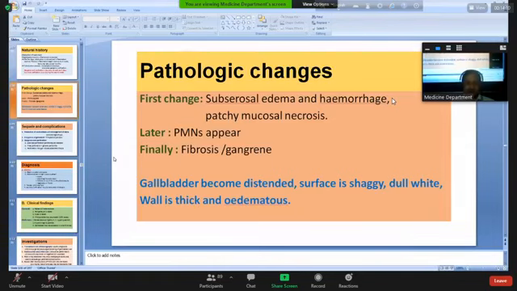Here, in acute inflammation, the gallbladder will be distended, the surface is shaggy, that is, not smooth. It is dull white in color. The wall is thick and edematous. So if we see the cut section or cut specimen of the gallbladder, we can see this is being affected by acute inflammation because the gallbladder appears distended. The surface is shaggy, dull white in color, and the wall is thick and edematous.